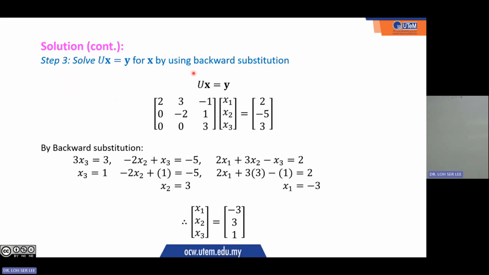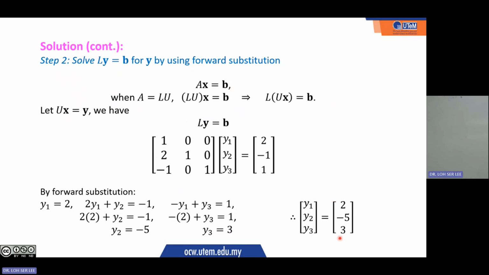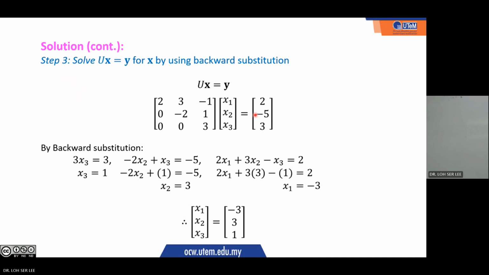Then we go back to UX equals Y. This is your U, the one that you decomposed from A just now, and Y is what you obtained from here. Now we solve for X, so this is X1, X2, X3. We start from the last row, backward substitution. So 3X3 equals 3. That's why X3 is 1.